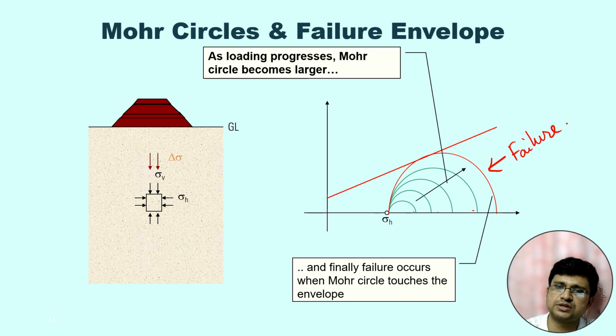As loading progresses, the Mohr circle becomes larger, and finally failure occurs when the Mohr circle touches the failure envelope. So when the Mohr circle touches the failure envelope, at that time there will be failure.